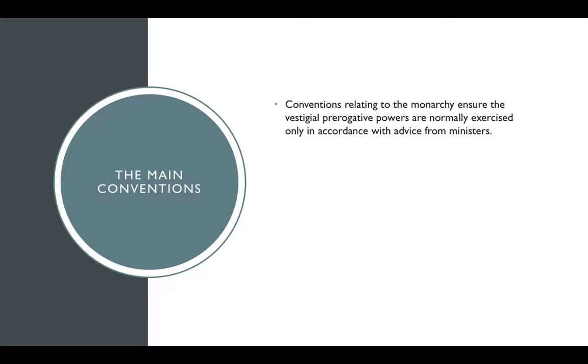So the Queen only gets advice from ministers. However, if the ministers are the ones that want this prorogation to happen, then isn't there a conflict of interest, where they're effectively advising the monarch for this and have a sort of political agenda? That's really what some of the arguments have been about, and it all relates to this convention, the idea that the monarch can only exercise her prerogative powers in accordance with advice from ministers. So we might see some development of this convention in the next few months.